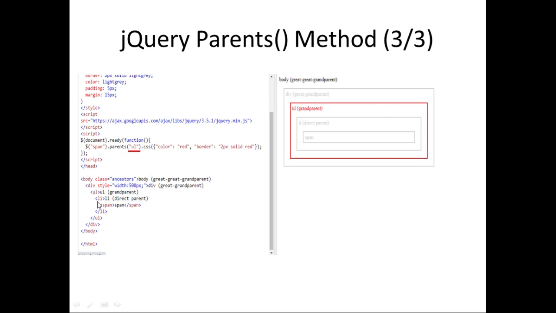So the same. Again, we have li, we have span inside li, we have ul, div, and then the body. But the currently selected element is span, but we have here a filter, so we're going to select only that which is equivalent to ul. So this is the element.